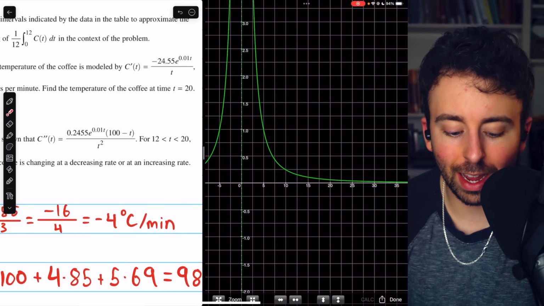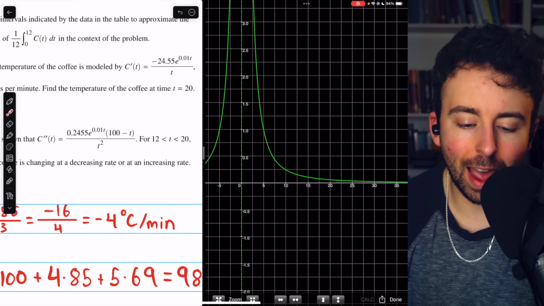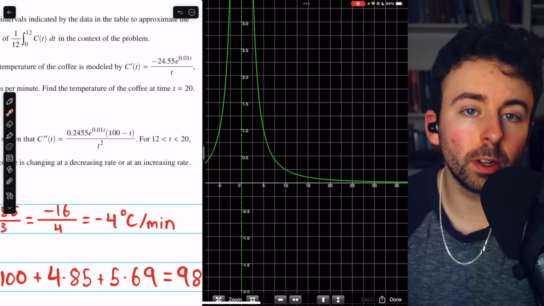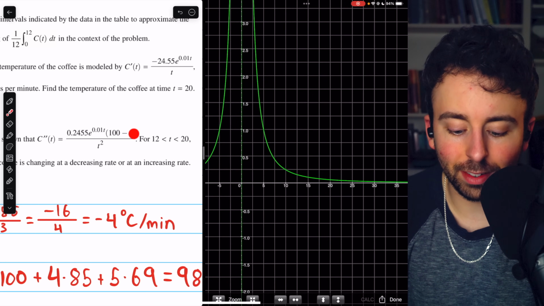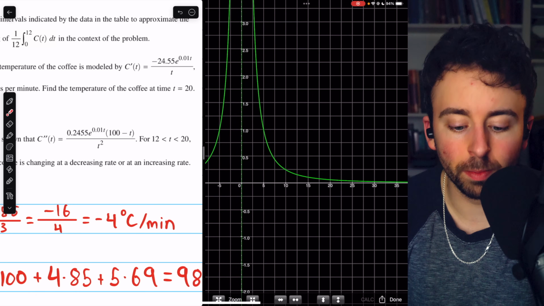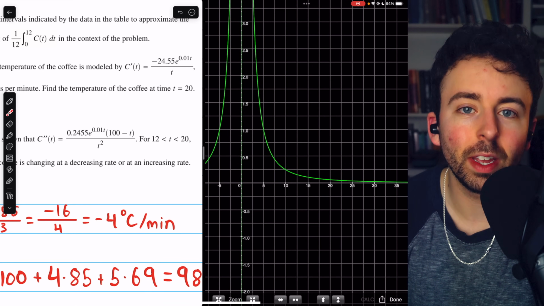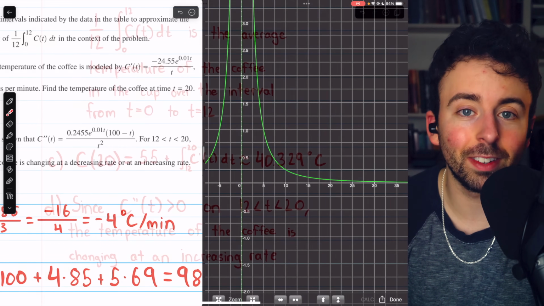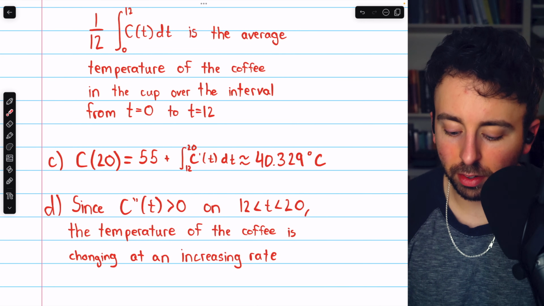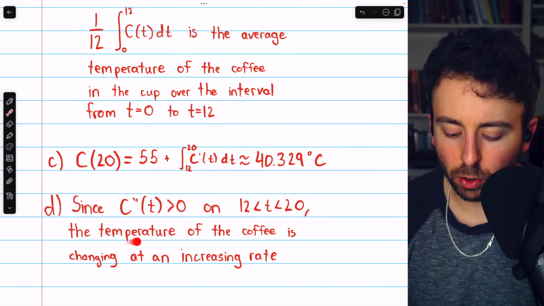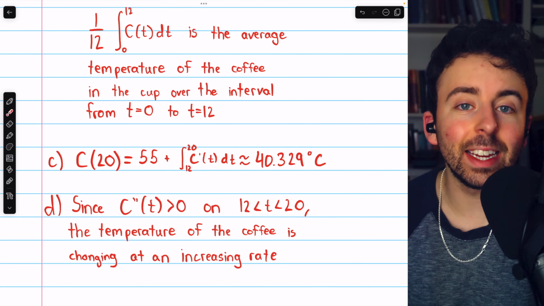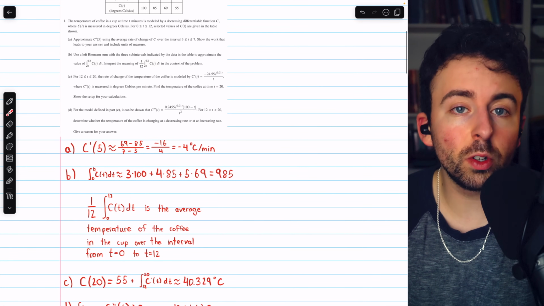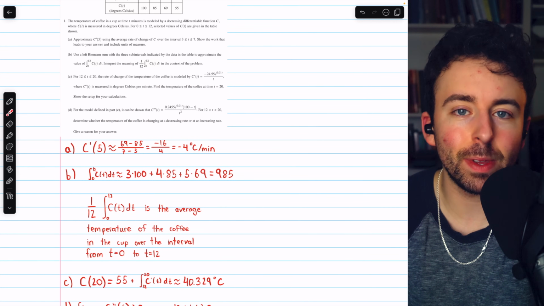That's what the graph suggests, and looking at the function, that makes sense, because 0.2455 is positive, e to a power is always positive, 100 minus t is positive on this interval, and t squared is also positive. So yeah, second derivative is positive, so the first derivative is increasing. So since the second derivative is positive on the given interval, the temperature of the coffee is changing at an increasing rate. And that completes our solution to free response question 1 from the 2024 AP Calc AB exam.